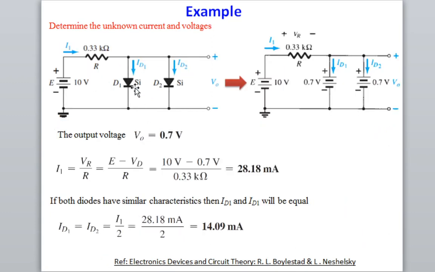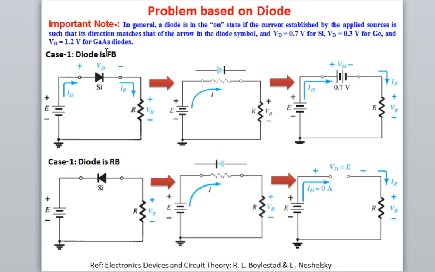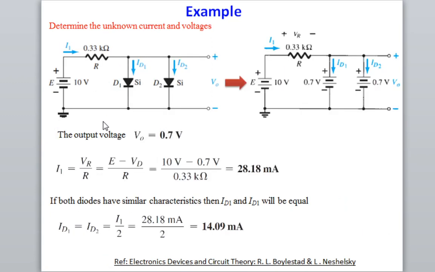So here I have taken one example. Let us take two diodes in parallel combination, and you are asked to find the currents I1, diode current ID1, diode current ID2, and the output voltage VO. In order to do that, first we have to trace out whether each diode is in forward bias or reverse bias. This is the first condition, as I explained earlier. Then we can think of the value of current and voltage.